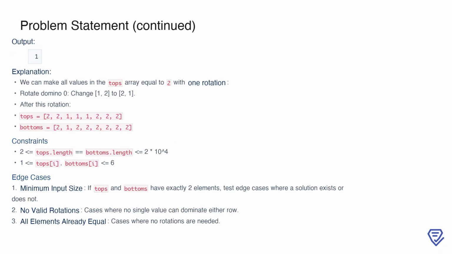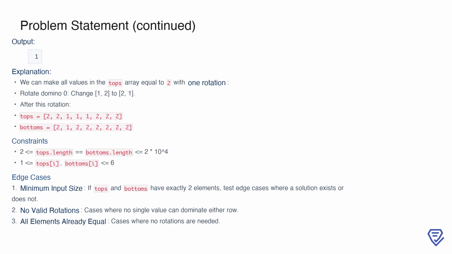In the third example, we're given tops equals 1, 2, 1, 1, 1, 2, 2, 2, and bottoms equals 2, 1, 2, 2, 2, 2, 2, 2. The output here is 1, meaning only one rotation is required. Specifically, we can rotate domino 0 to change 1, 2 into 2, 1. This ensures that all the values in the tops row become uniform, with tops equals 2, 2, 1, 1, 1, 2, 2, 2, and bottoms remaining the same.